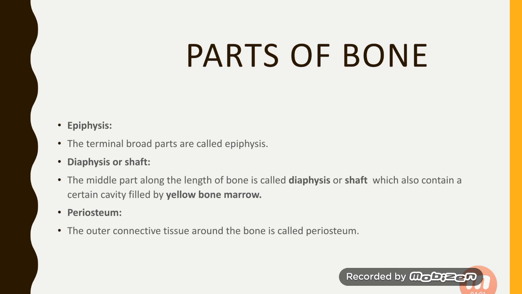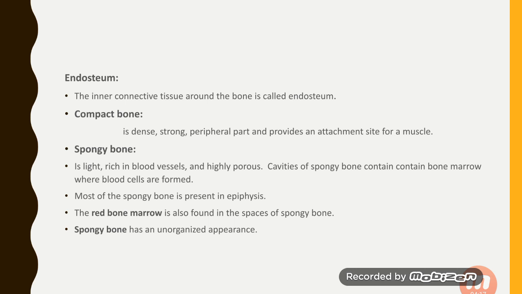So the epiphysis is the terminal broad part of the bone. Diaphysis is the middle part along the length of the bone, which also contains a certain cavity. Periosteum is the outer connective tissue. Endosteum is the inner connective tissue. Compact bone is the dense, strong peripheral part and provides an attachment site for muscle. The spongy bone is lighter and it is rich in blood vessels, which is highly porous.